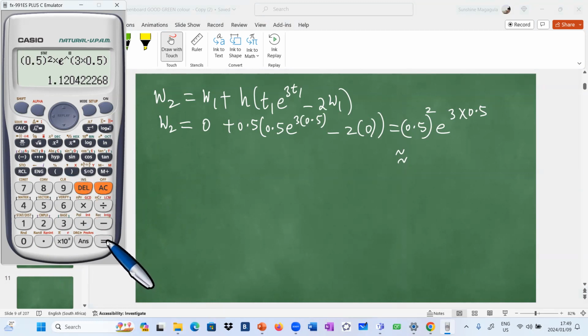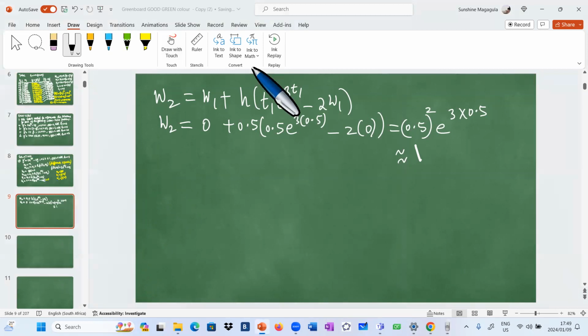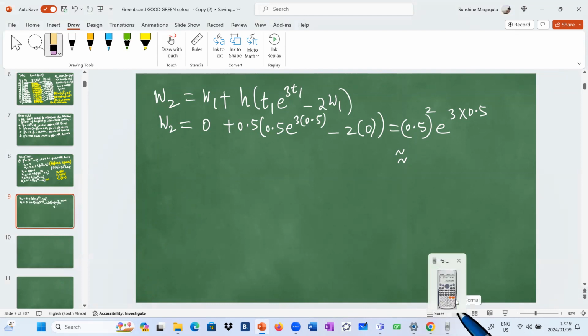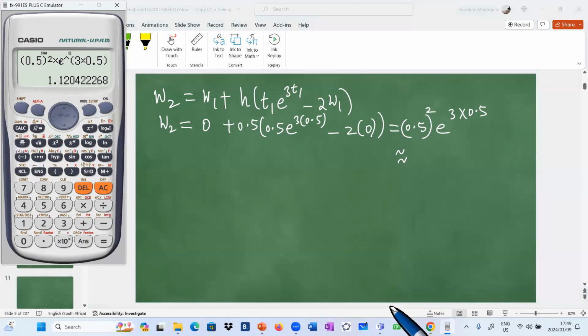Which is 1.20 something. I know it's going to go off when I attempt to write, that's fine. Let me bring the calculator back, just one sec. So this is the calculator value, and then I'm just going to write it down. It's not a lot that I'm going to write down here.